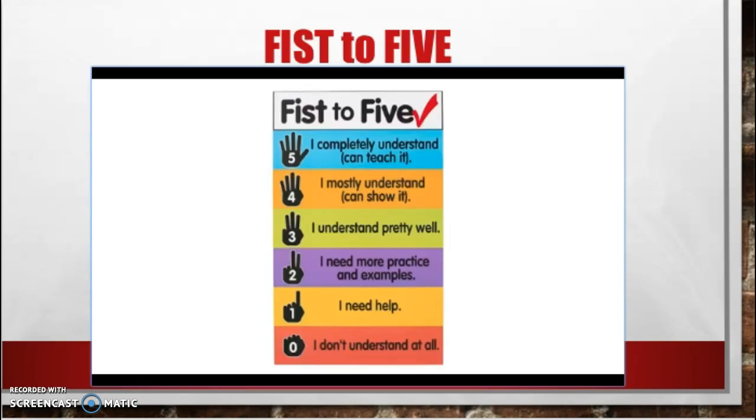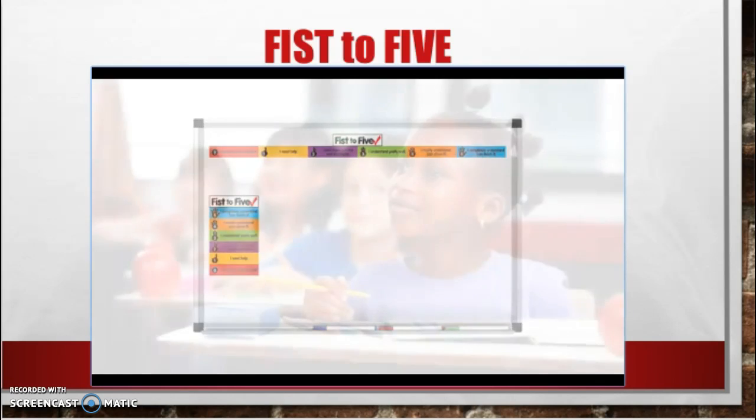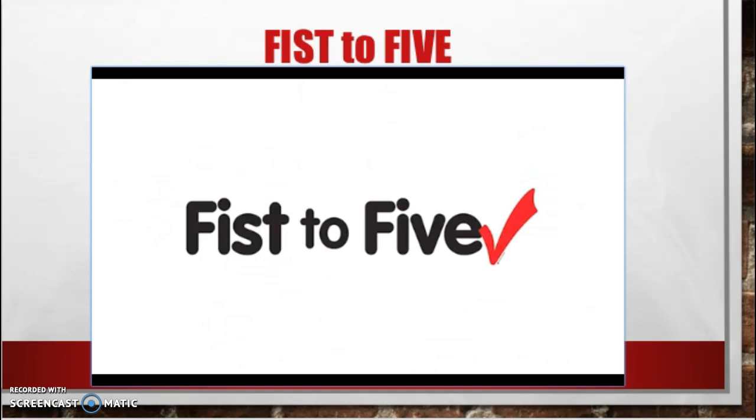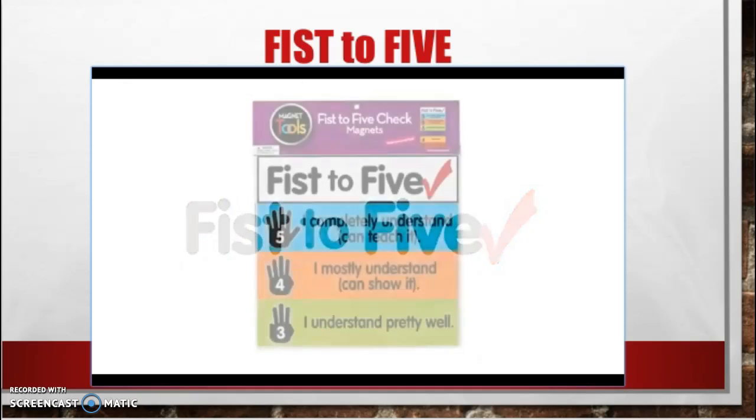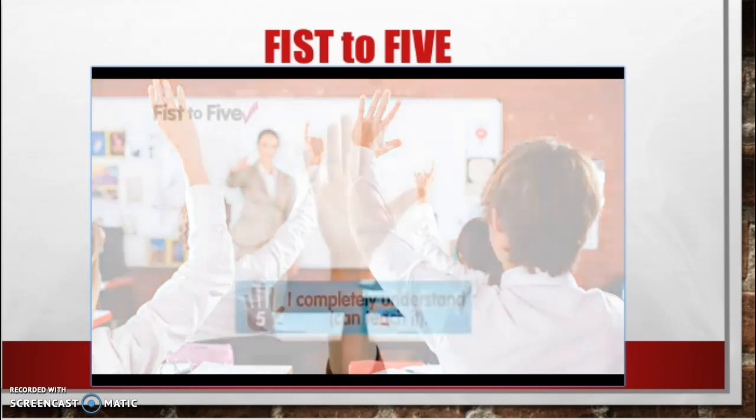Fist to 5, a fast and easy way to assess each student's level of comprehension. Teachers display these colorful, easy-to-follow magnets on the board, begin the lesson, and call out, "Fist to 5!" whenever they want to check for understanding. The students raise their hands, using their fingers to indicate whether they get it or need some help.